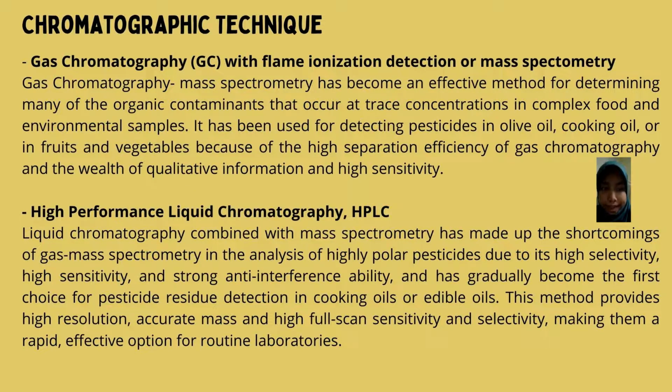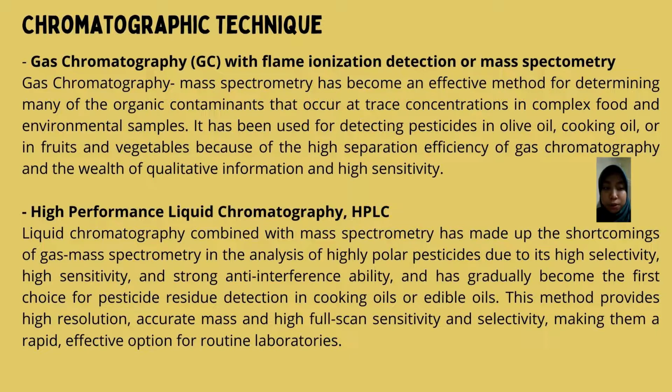Chromatographic technique. Gas chromatography with flame ionization detection or mass spectrometry. Gas chromatography mass spectrometry has become an effective method for determining many of the organic contaminants that occur at trace concentration in complex food and environmental samples. It has been used for detecting pesticides in olive oil, cooking oil, or in fruit and vegetable because of the high separation efficiency of gas chromatography and the wealth of qualitative information and high sensitivity.